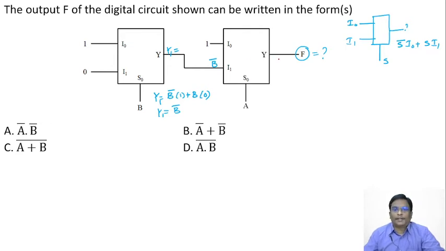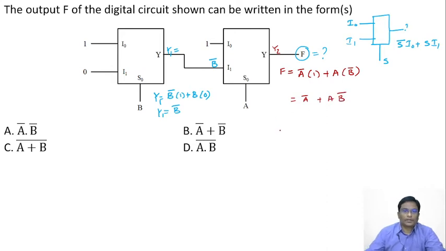What is the output Y2, or F, here? This F is, again, a 2 by 1 mux. When the select is low, this will be selected as the output. When it is high, this will be selected as the output. So this is A bar into 1 plus A into B bar. Or this is A bar plus AB bar. If you simplify this one, since the complement of this term is available, the output is simply this term plus this term: A bar plus B bar. This is the output Y.